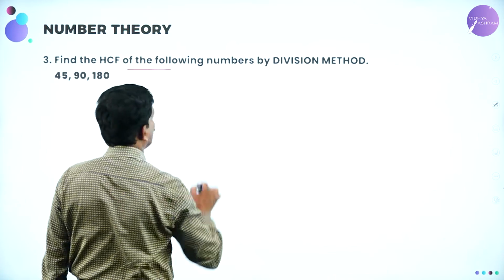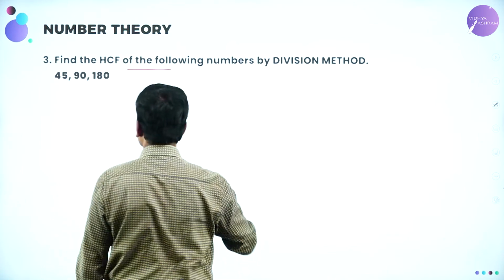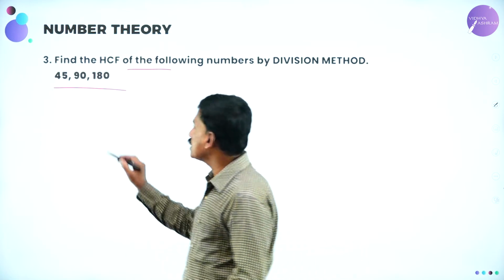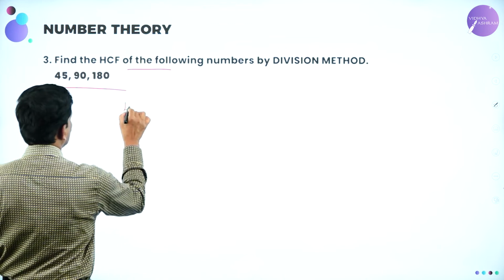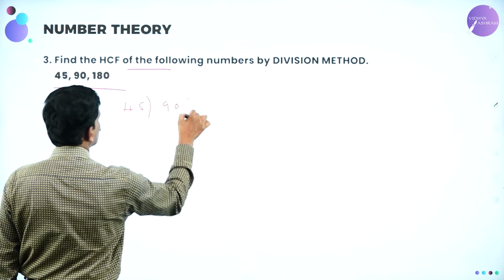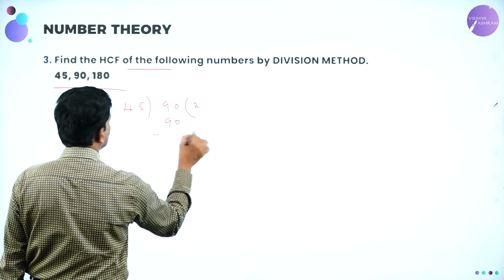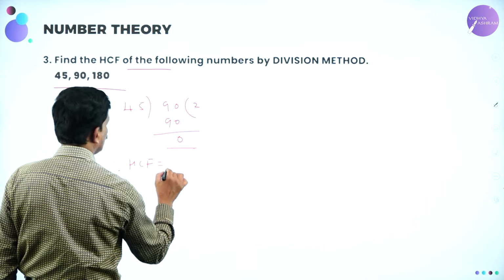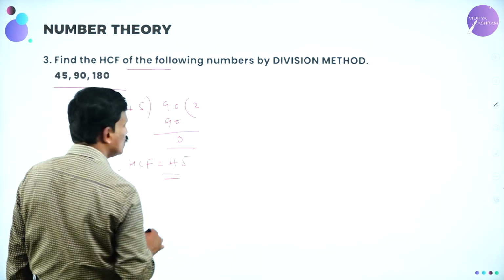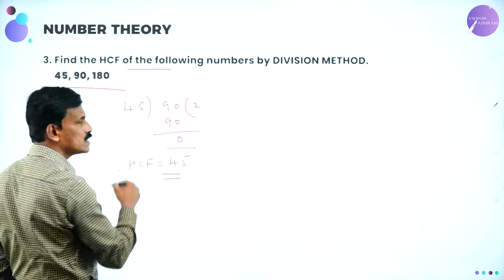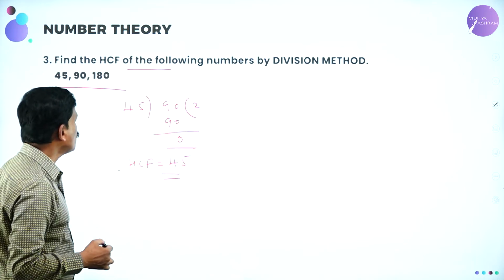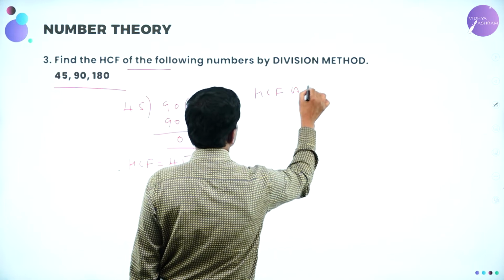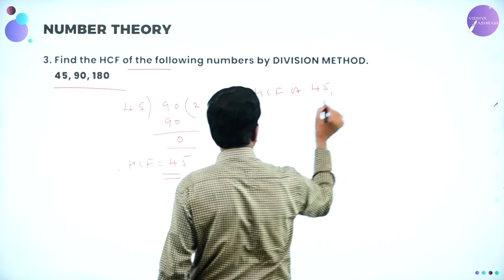Now, let us come to the next problem. Find the HCF of the following numbers by division method. Here 3 numbers are given: 45, 90 and 180. First find the HCF of the first two numbers, 45 and 90. 45 2s are 90, so the remainder is 0. Since the remainder is 0, A itself is the HCF. The HCF of 45 and 90 is 45.